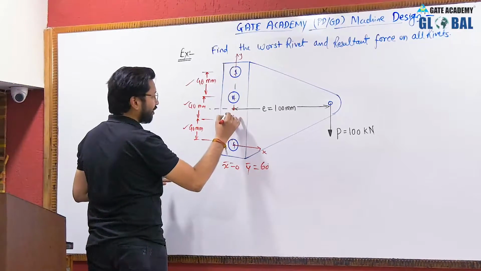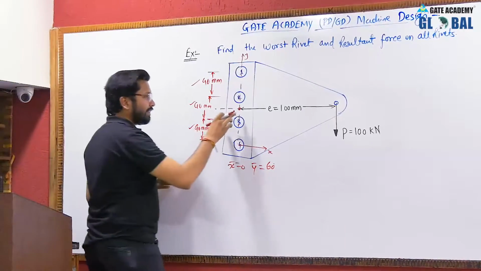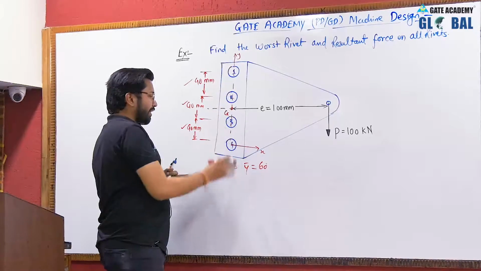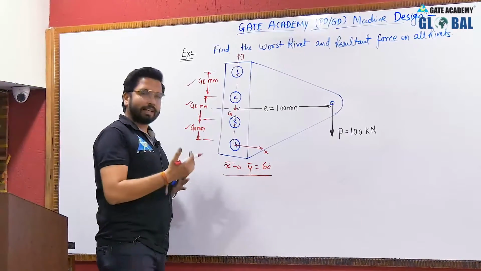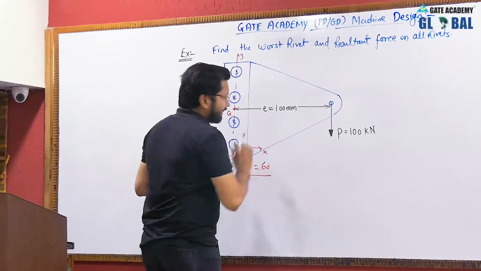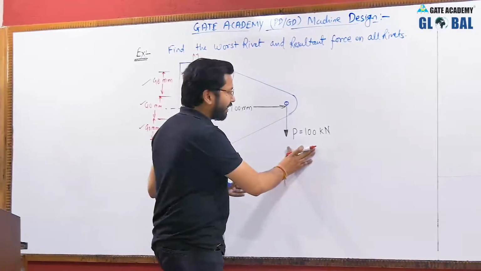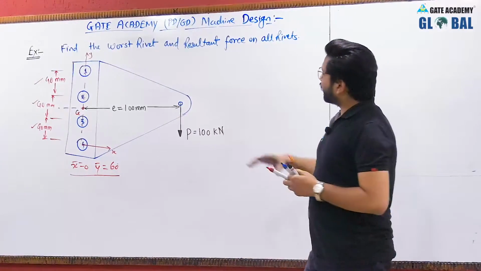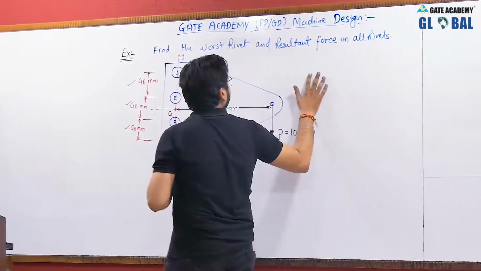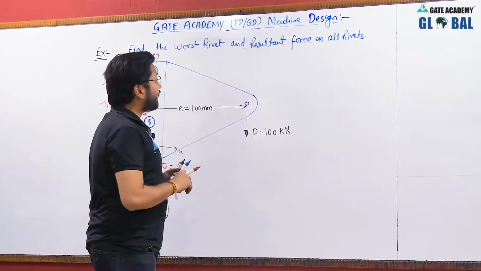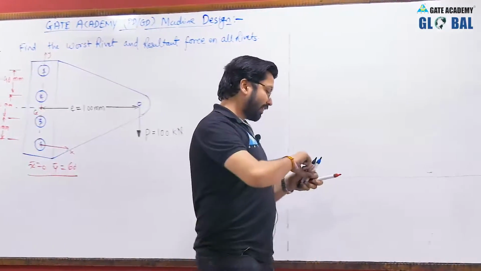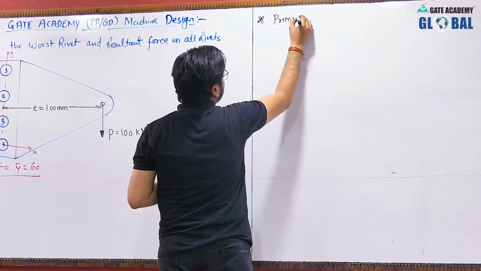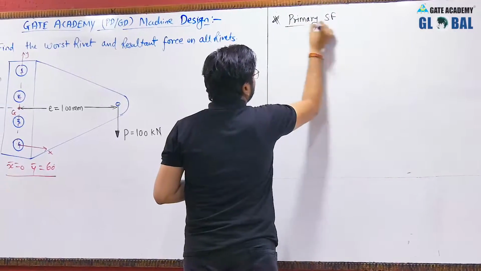So here we have the centroid, and the distance is given as in the diagram. The centroid was previously mentioned, but I have also told you how we can calculate the centroid. The eccentricity is 100 mm, and the load acting on the riveted connection is 100 kilonewton, and it is an eccentric load. So we have to find the worst rivet and calculate the resultant force in each rivet. As the centroid is calculated, we will start with the primary shear force.